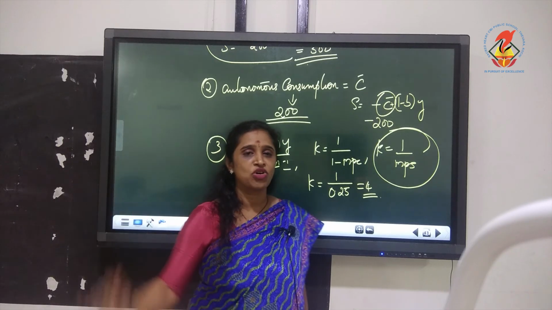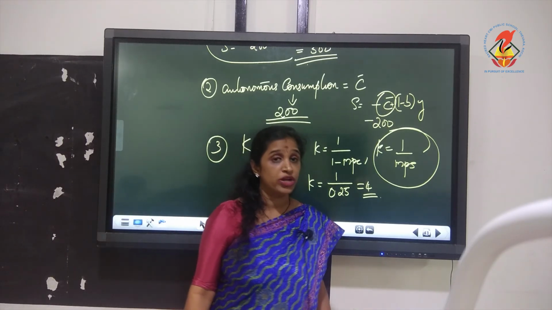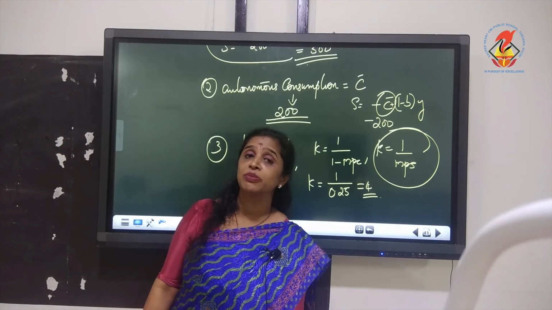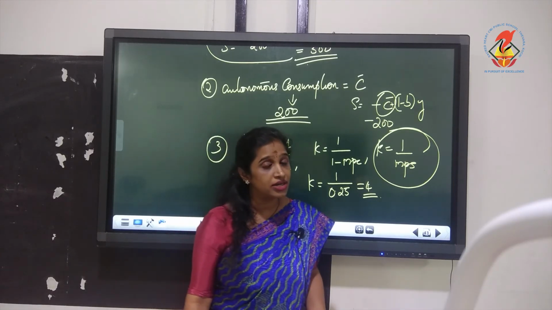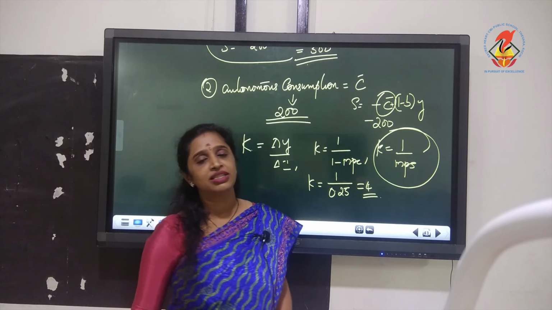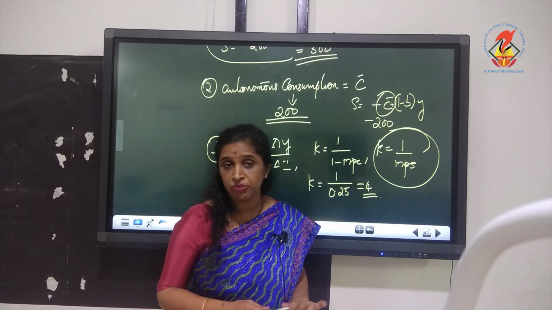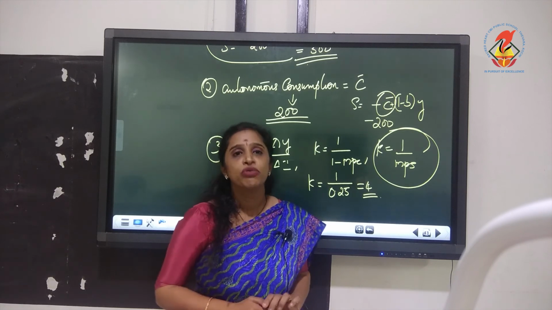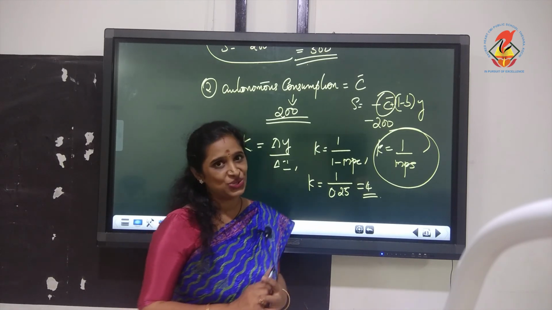So, all the three components you got. The first component was investment expenditure at equilibrium level of income, answer is 300. Then autonomous consumption, that is 200. And finally, the investment multiplier K is equal to 1 by MPS is equal to 4. I hope it is clear to you. Thank you.